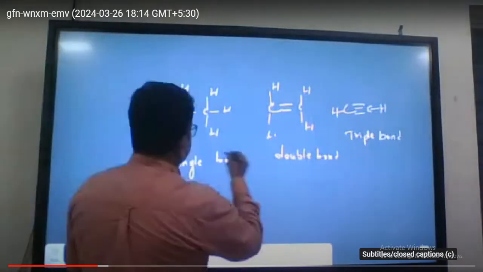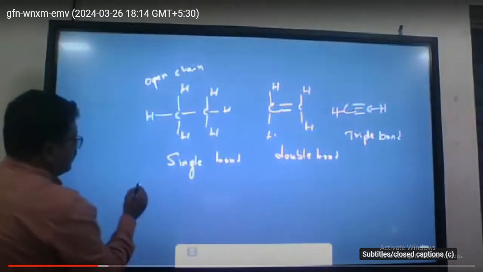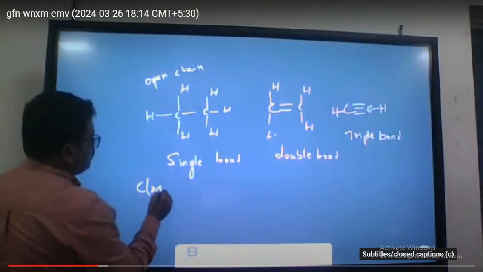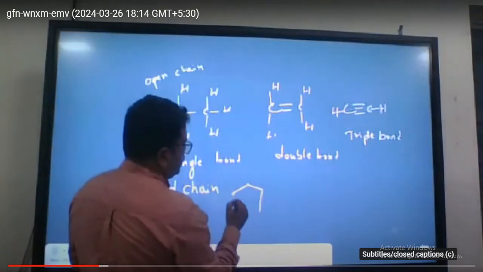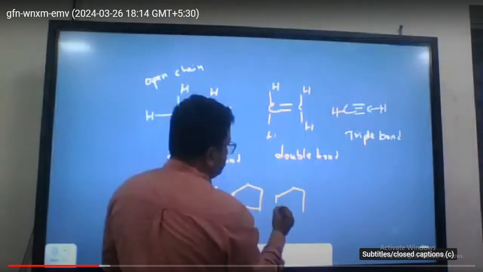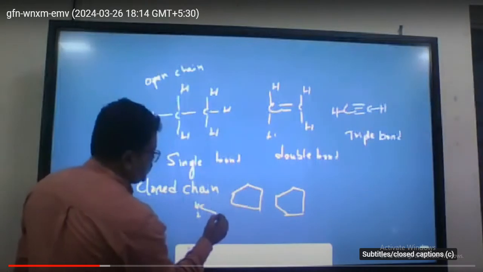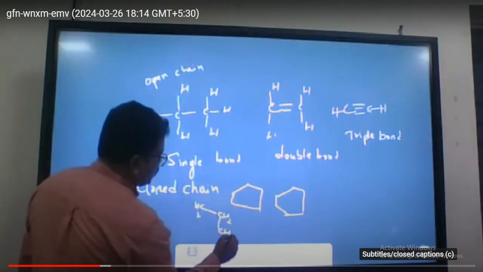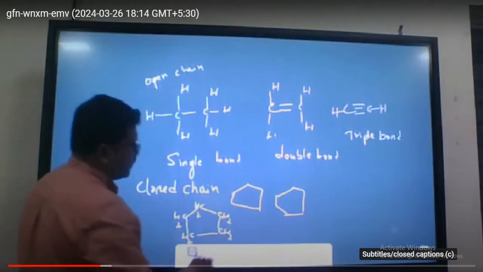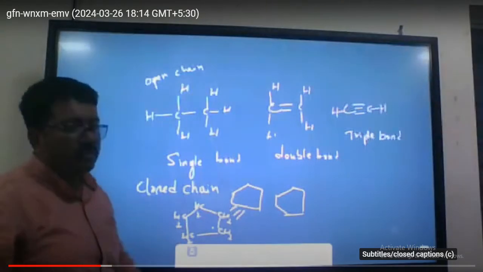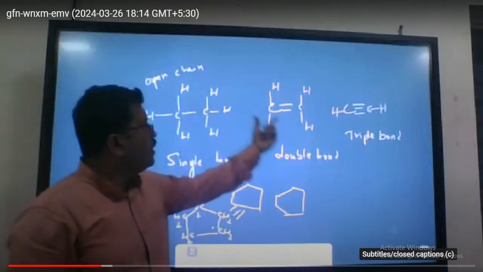So these are all open chain. You can check closed chain. Okay. So this means the structure is like this. This one is closed chain, and this is open chain. This is single bond, double bond, triple bond.